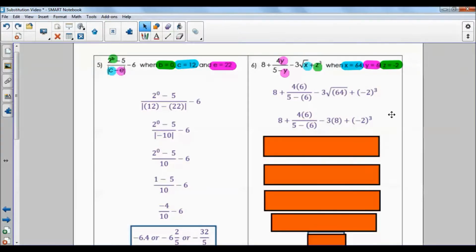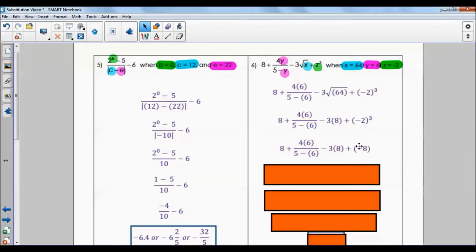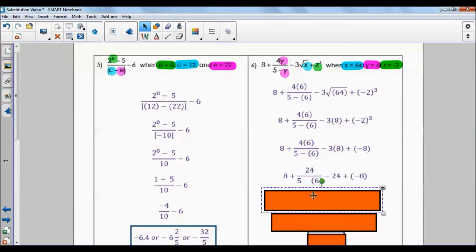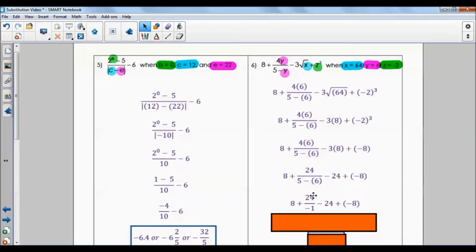The next thing I would do here would be my exponents. So -2 cubed is -8 because that's -2 times -2 times -2. So that's -8. Okay, then I would do my fraction here because it's kind of a grouping by itself and it needs to get rid of it so we can do our division. Okay, so 4 times 6 is 24 on the bottom. 5 minus 6 stays the same, but then we're going to subtract 5 minus 6 is negative 1.